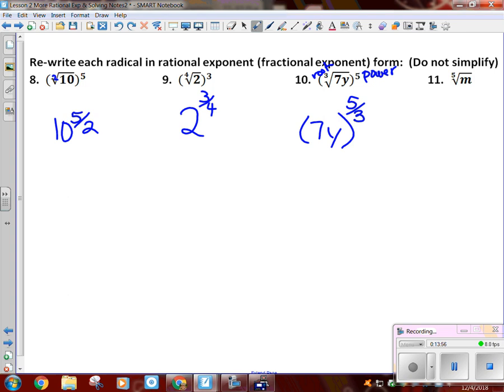Okay. Last one. M to the what? This is an easier one. I don't have 2 numbers, or do I? I really have a 1 over 5.